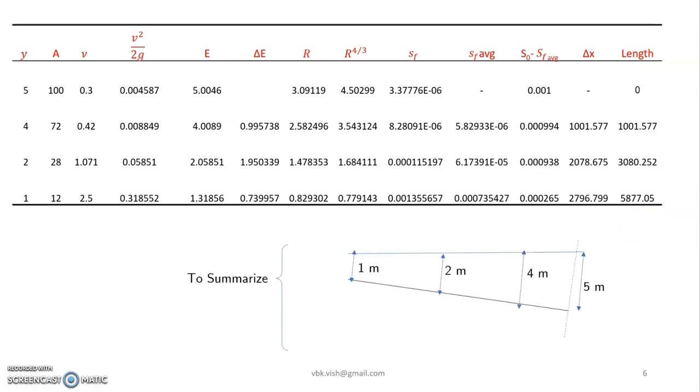Now to summarize, this is what the given problem is supposed to be. The first step is around 2 kilometers, the second step is around 2 kilometers, and the third step is around 2.796 kilometers. So altogether it is about 5.877 kilometers. So this is how we solve a problem in the direct step method. Now just to remind you, the slope was mild and the profile was M1. Thank you.